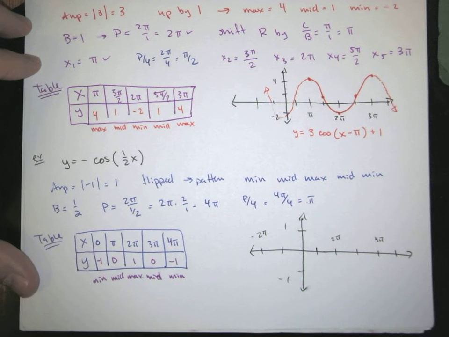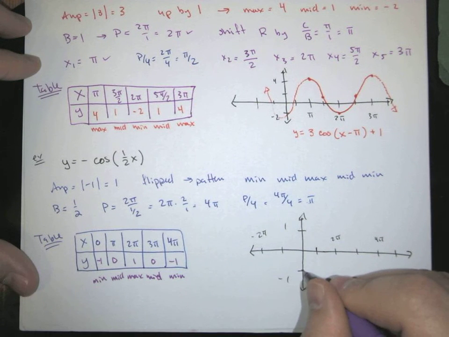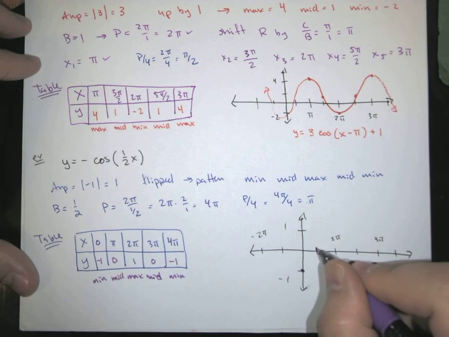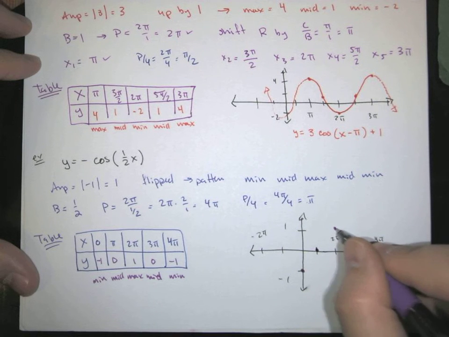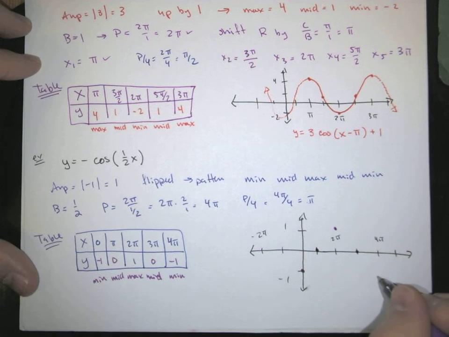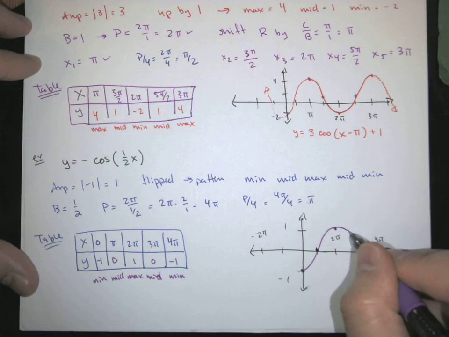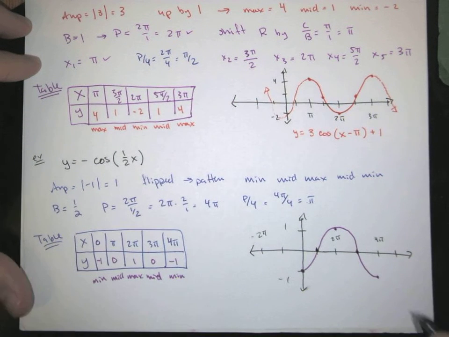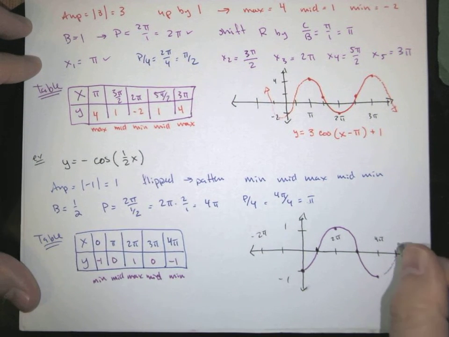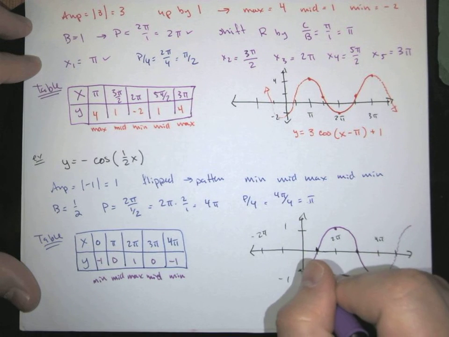Tie it all together. So starting at the minimum, right? Because we flipped it. Middle value, max value, middle value, and then down to the minimum. Just like that. Then we can keep it going.